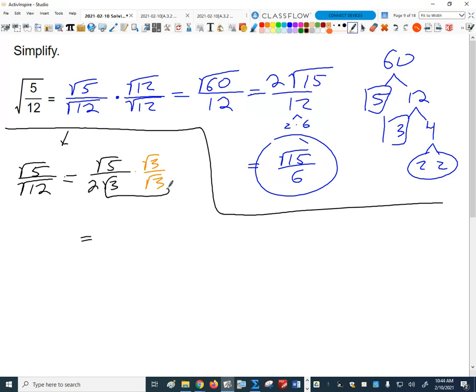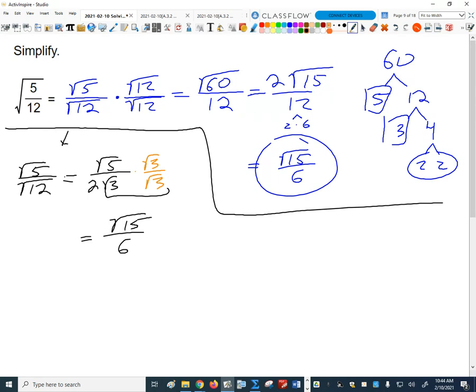2 times the square root of 3 times the square root of 3 is 3. So on the bottom, I'm getting 6. On the top, I'm getting square root of 5 times square root of 3. Well, that's square root of 15. And there's no couples there, right? Because 15 factors into 5 and 3, which are both prime. Easier, right?